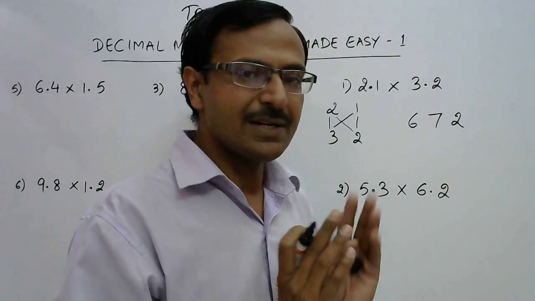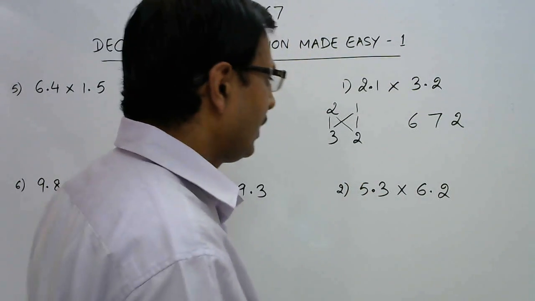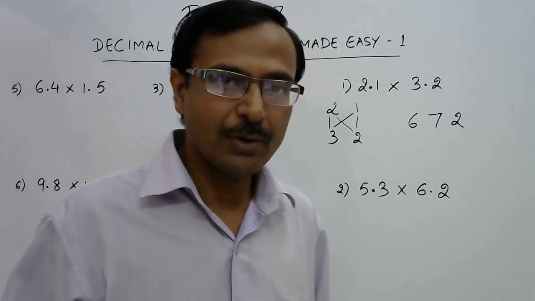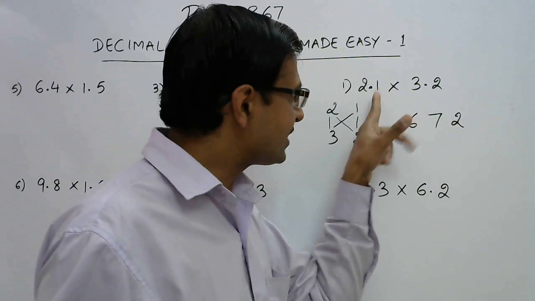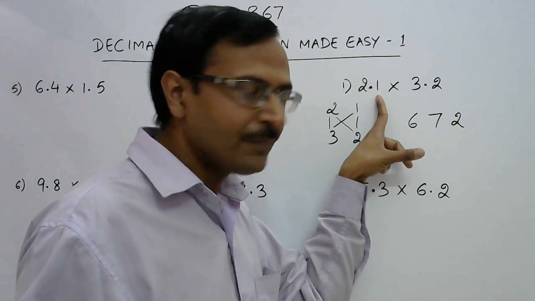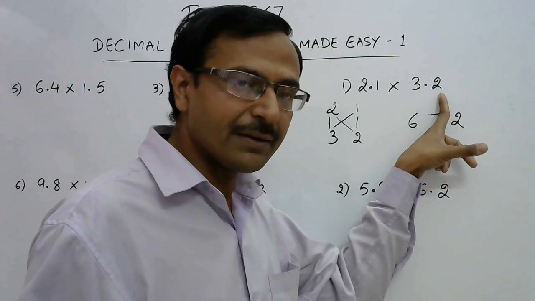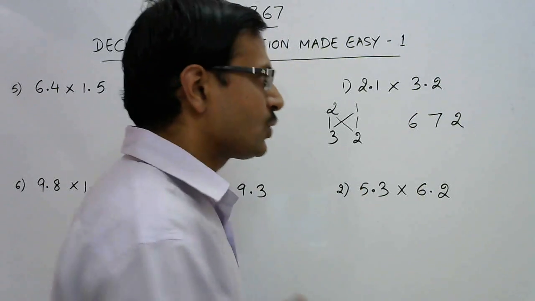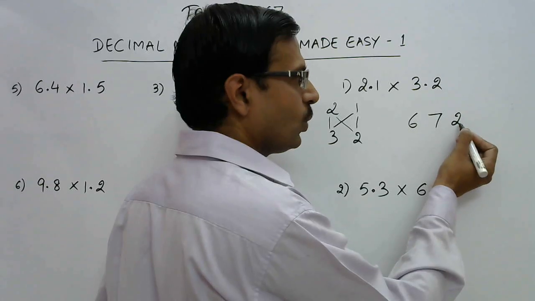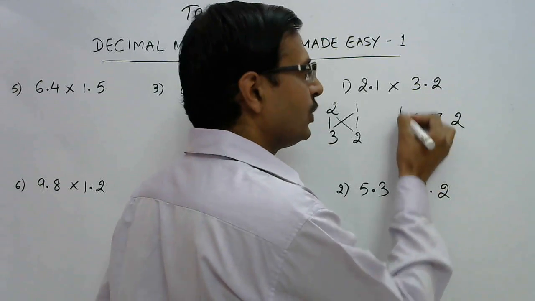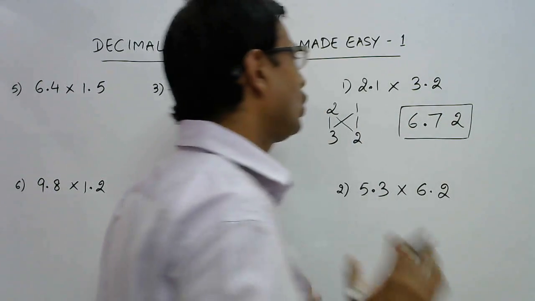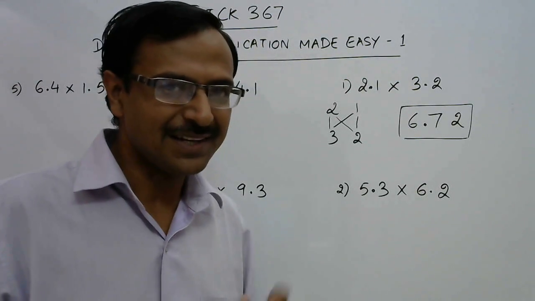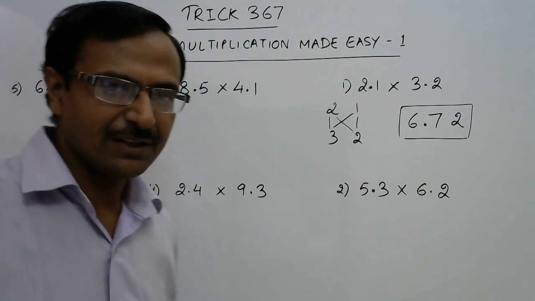Now see, we have obtained 672, and whenever the numbers are in decimal, just count the number of decimal places after the decimal. So we have one digit after the decimal here and one digit after the decimal here. So in all there are two digits after the decimal. So from the right side, just count two digits, 1, 2, and put a decimal. You get your final answer. 2.1 into 3.2 is 6.72. Isn't that easy? Let's practice this method for one more question.